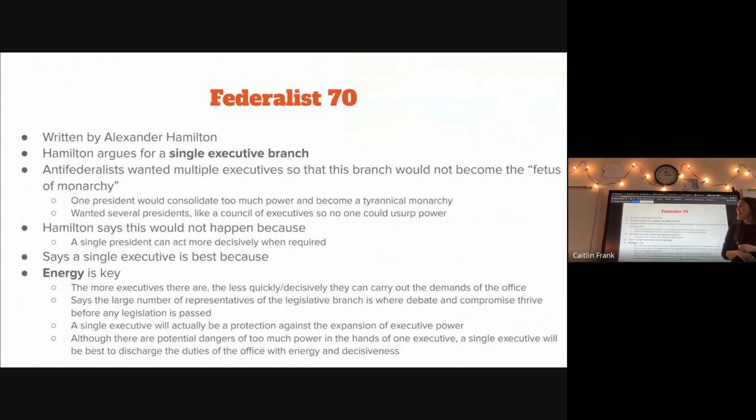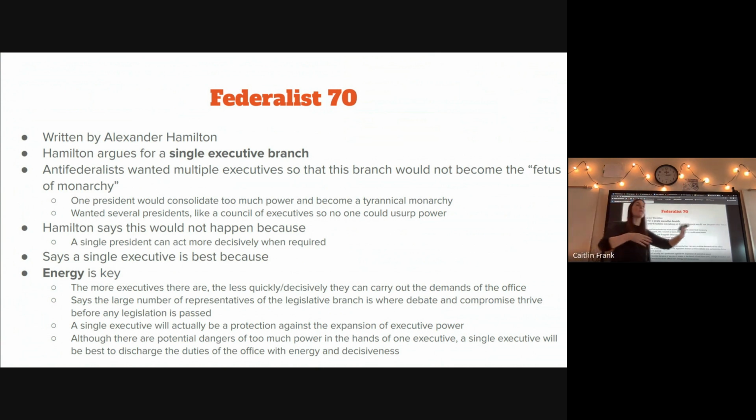And the last thing for today is Federalist 70. This is the executive branch foundational document that Alexander Hamilton wrote because there were a lot of complaints about having one president. They were afraid that that would just be another monarchy. And we just broke away from Britain. But Hamilton wrote, we need one singular executive, a president, because we need one of the three branches to be able to act decisively in times of a crisis or an emergency.